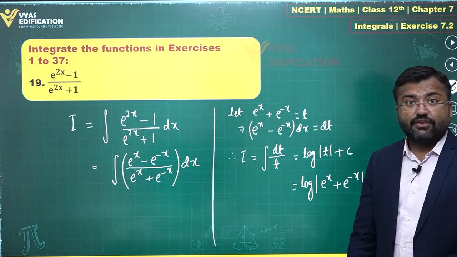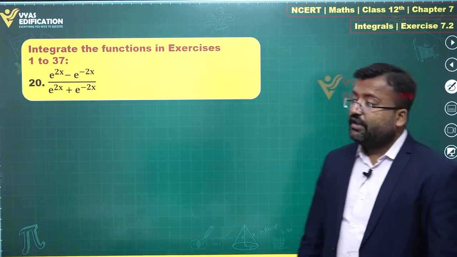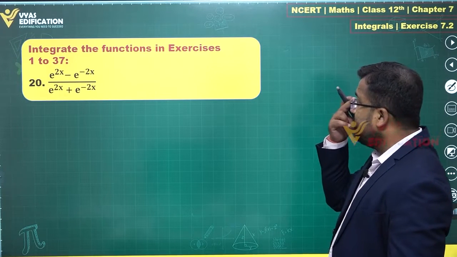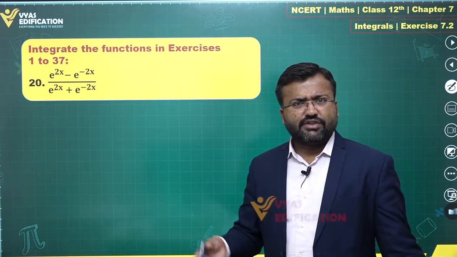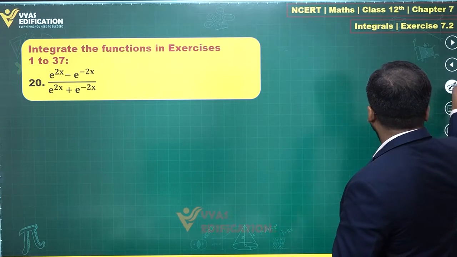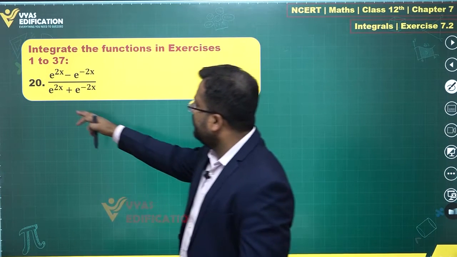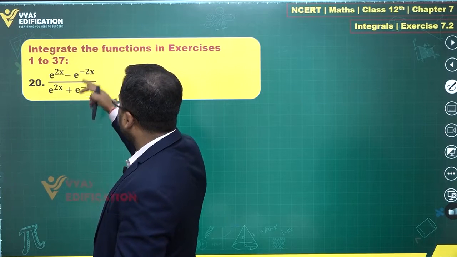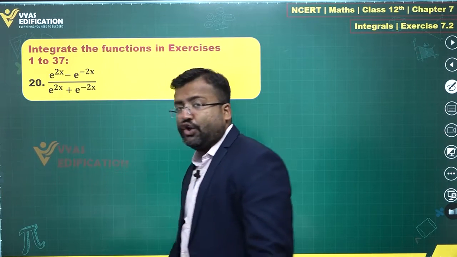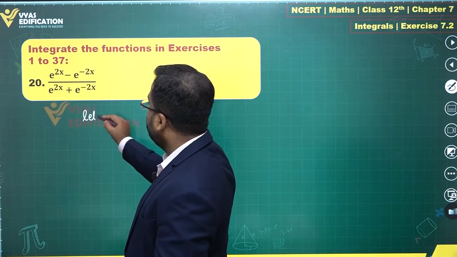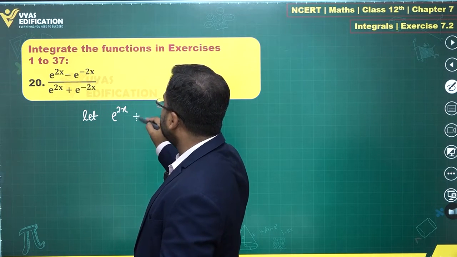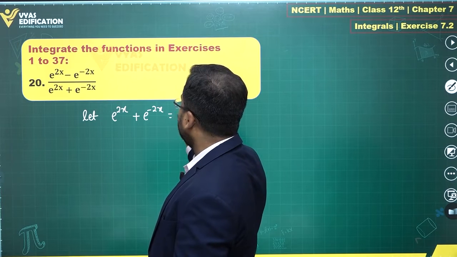This is the 19th question for us. In the 20th question, we have e power 2x minus e power minus 2x upon e power 2x plus e power minus 2x. Now, this is a simpler question as compared to the previous one. Here, you can directly observe, okay, the derivative is present over here multiplied by 2. The derivative is present over here multiplied with 2 once again. So, we can directly substitute the denominator. Let e power 2x plus e power minus 2x be equal to t.